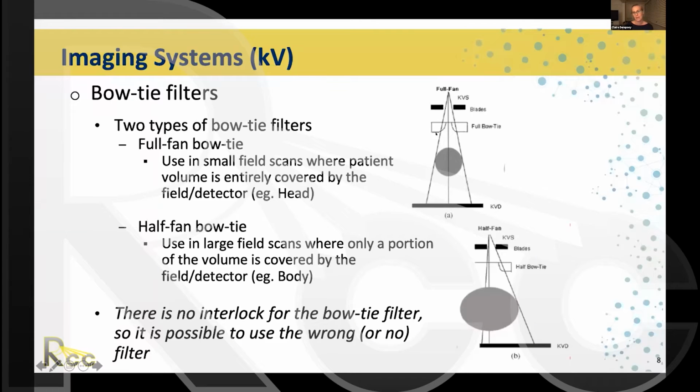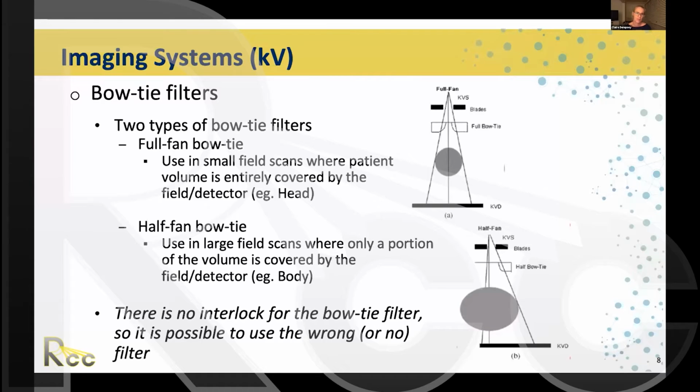And the reason we have the bow tie filter is obviously we don't need that sort of compensator passing through the center of the patient because there's the most amount of tissue there, but we do need some compensation on the edges of the field where the radiation is passing through less tissue.